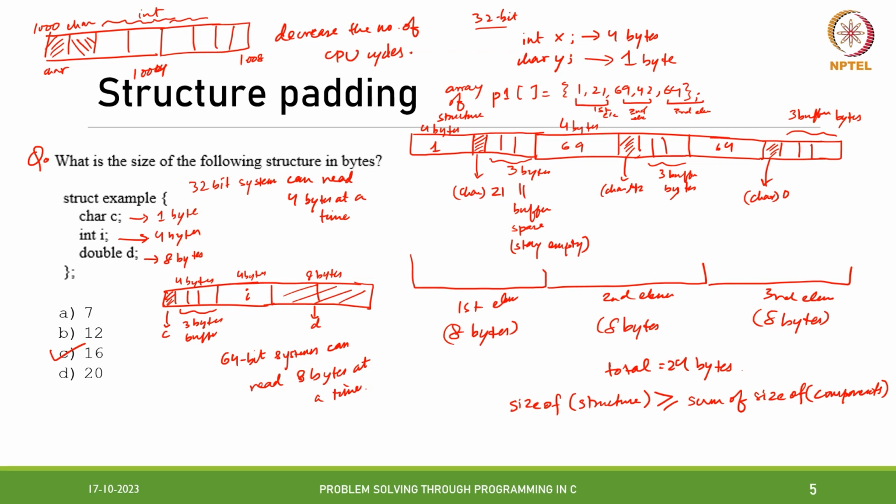Why this happened is because double occupies 8 bytes, which is a multiple of 4 bytes. Anyway, you will need 2 CPU cycles to read a double data type, because the 32-bit system can read a maximum of 4 bytes at a time. So to read the double, you need 2 CPU cycles because it occupies 8 bytes. You will read this 4 bytes first, followed by this 4 bytes, so a total of 8 bytes. The double requires 2 CPU cycles, and hence you need padding only with the character, because it is less than 4 bytes, right? So you only need to do the structure padding with the character data type. This structure will occupy a total of 16 bytes.